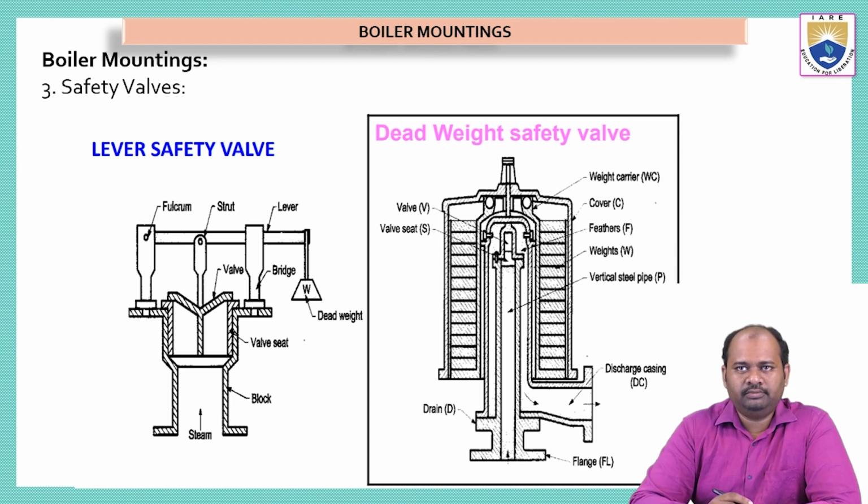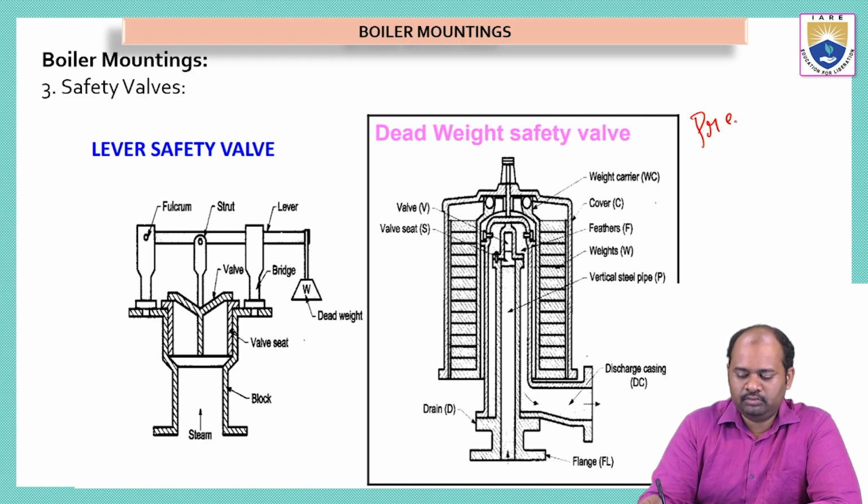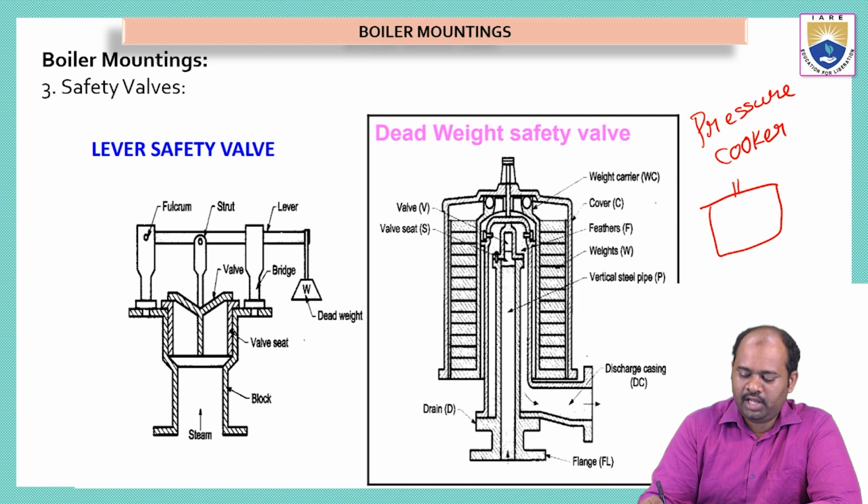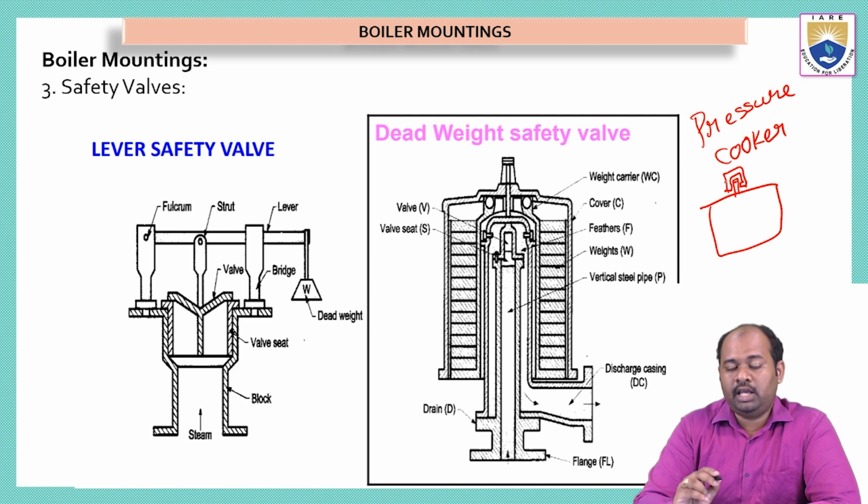So this is the safety valve. A safety valve is nothing but a simple device which is very similar to the pressure cooker safety valve which we use in our homes. So in our homes we use a cooker, and if this is a cooker, we have an opening on which we put some weight. This is called a weight, and this will release the excess pressure present inside the pressure cooker.